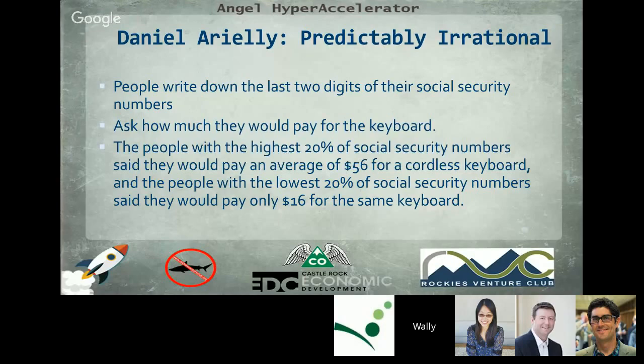But here's an example. He took a large number of people in a conference room and had them all write down their social security number. And the people in the top 20%, the 9s and 10s, 8s and 9s, said that this wireless keyboard was worth $56. And those with the lowest said it was worth $16. So for the same keyboard, these people had a 300% variation, and it was based solely on the number that they had written down beforehand.